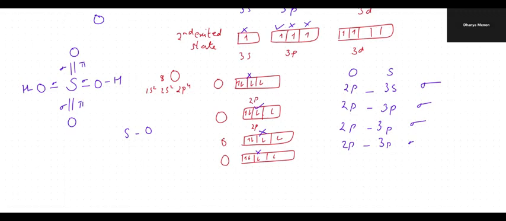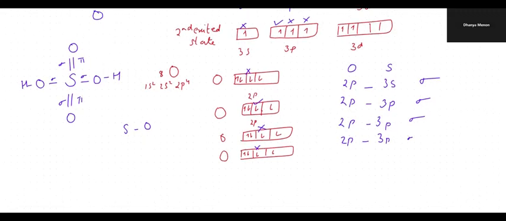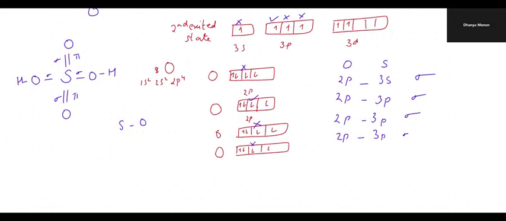Now I have 2 pi bonds. The pi bonds can be formed between the 2p orbital of oxygen and the 3d orbital of sulfur. I'll use a green color. So it's a p pi, d pi bond.